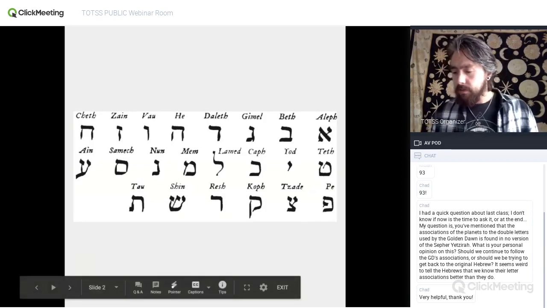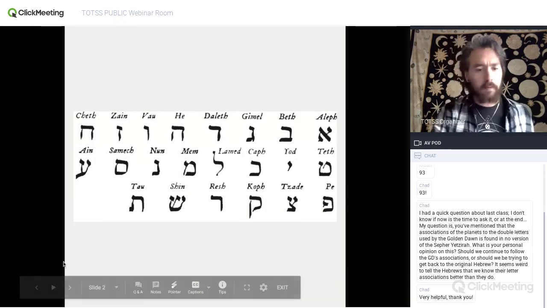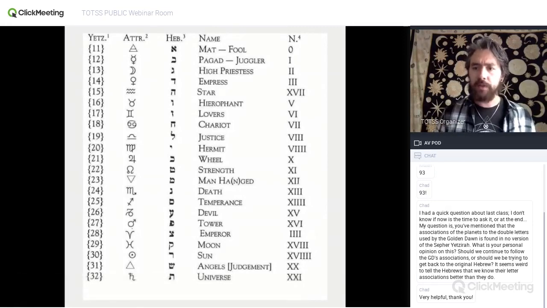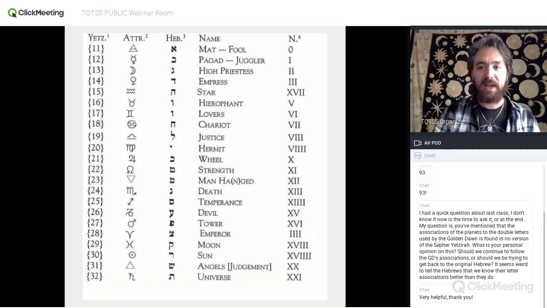Let's see. I'll move on to the next slide here. All right, so here was our correspondences. This is the page from the cipher manuscript, or Darcy Quince's translated and cleaned up page of the cipher manuscript. And then I went ahead and made the change for the Hey-Zadi switch, the change in attribution between the letters Hey and Zadi.